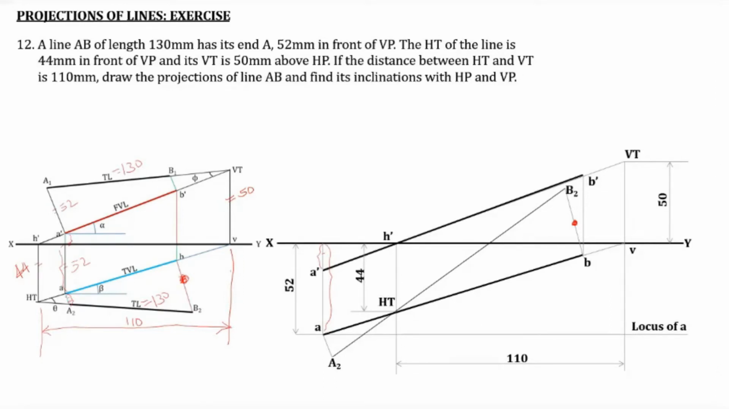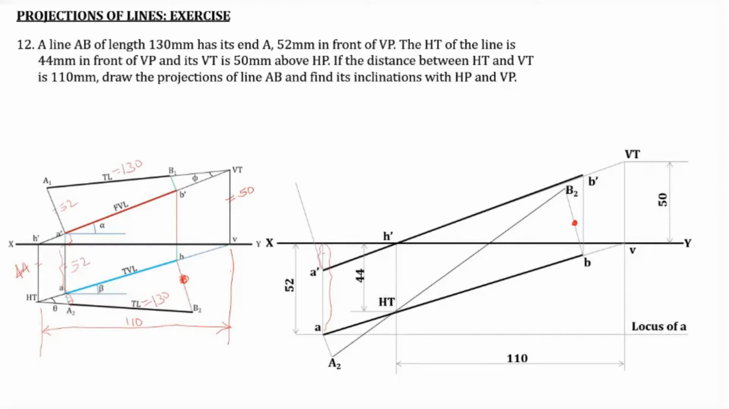Then, in order to get the true inclinations, you have to find out A1 and B1. So in order to get A1, draw a line perpendicular to A dash B dash through A dash. That corresponds to this line, this 52 marked line.